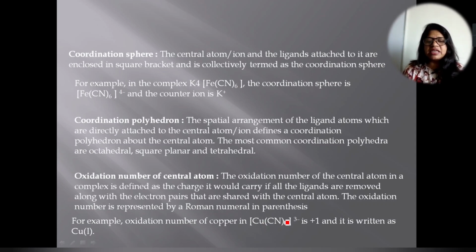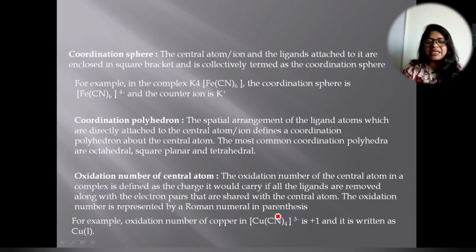You can see here [Cu(CN)4]3-. What is the charge carried by the Cu? The charge carried by the Cu is +1. That +1 is the oxidation number of the central metal ion. Now, how to calculate the charge carried by the central metal ion? That I am discussing in the next video. You can see that before nomenclature I am explaining that. So whatever charge is carried by the central metal ion is the oxidation number of the central metal ion.